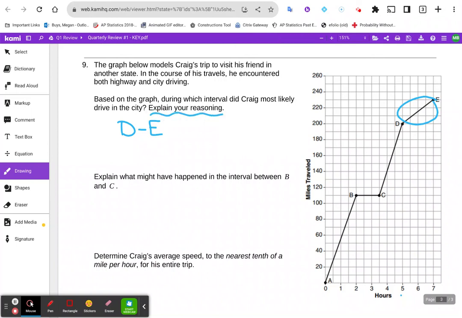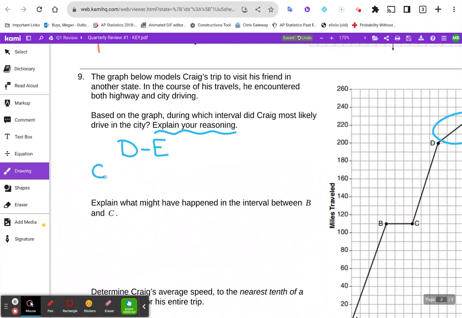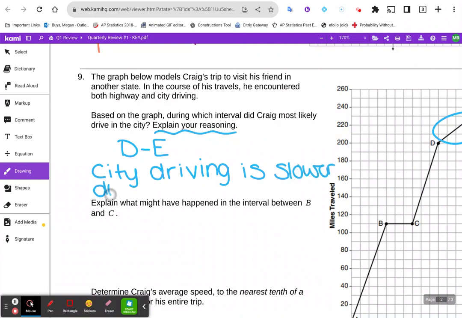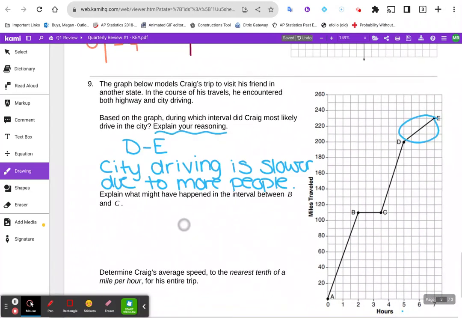We need some words to back this up. So anytime you see explain, we want words. And we can say city driving is slower due to, and you can say for many different reasons. I'm going to say more people. You could say more traffic lights, more traffic just in general. Something along the lines of why we know the city is going to be a little bit slower.